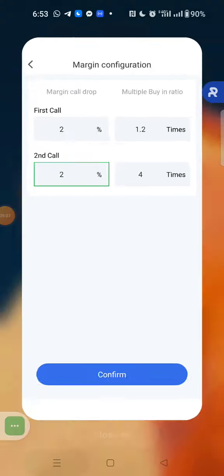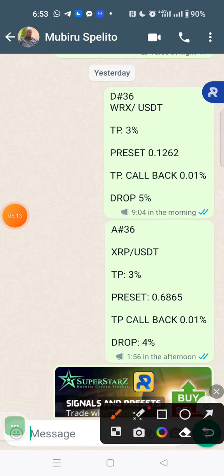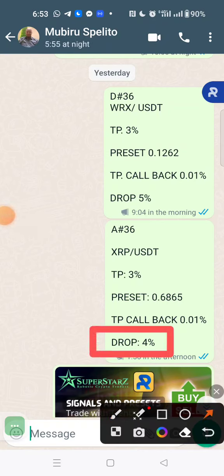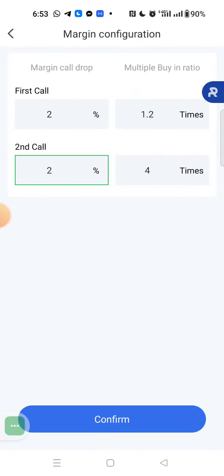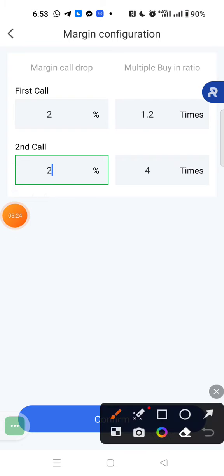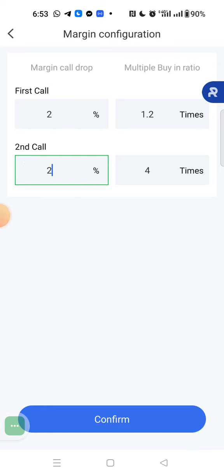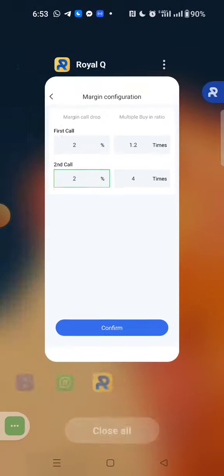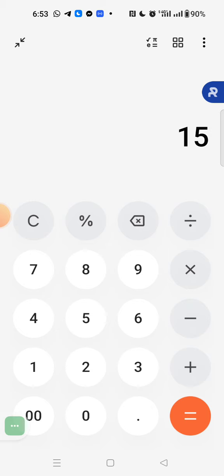If you go back on this signal again, I'll use Mr. Mbiru's chart. The signal has an area of the drop here. The drop here is what we put here on the margin call drop. So it is 4%, the total. Now, how many times should the robot buy? So now, let us see if the first time the robot buys with 15 and it buys 2 times, that is $30. Remember, I have 66. All right?